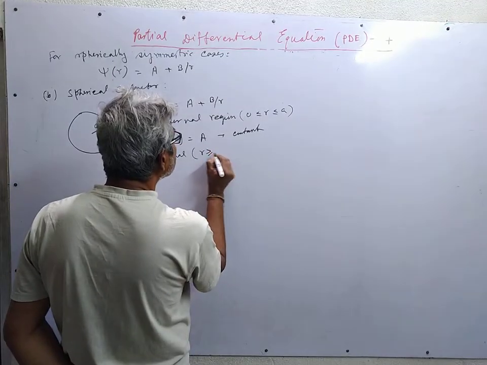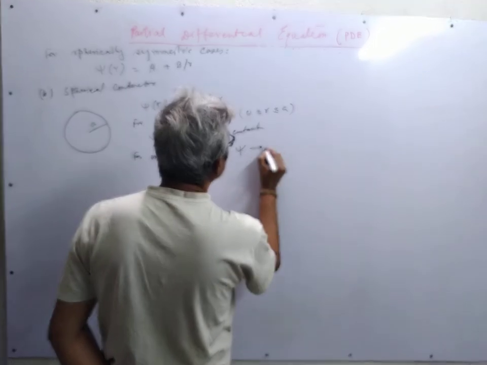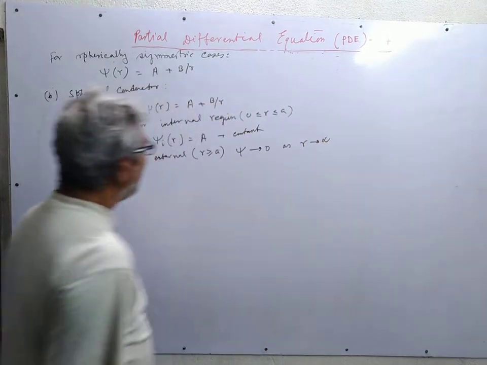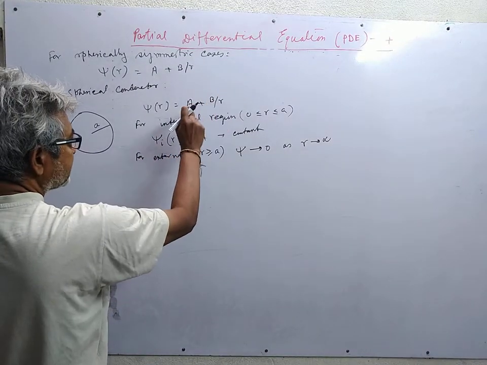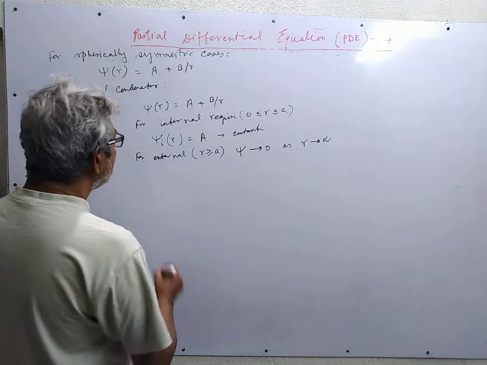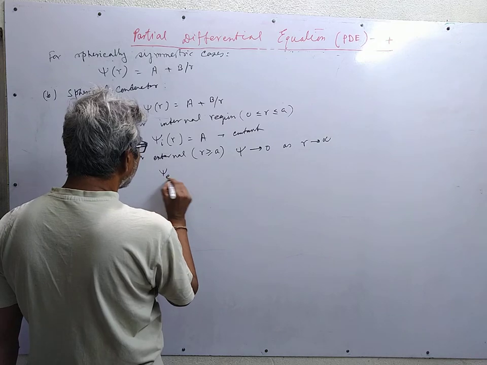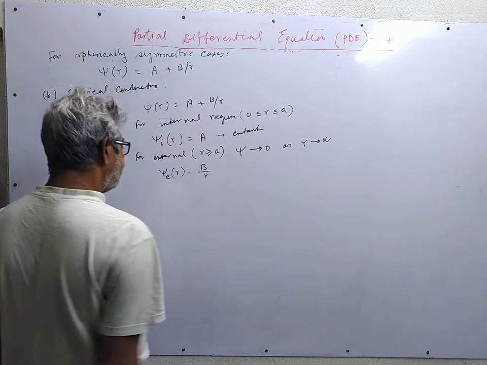For the external region, for which R is greater than or equal to A, phi must go to 0 as R tends to infinity. As R tends to infinity, this term dies off, but this term persists. So we conclude that A is 0 for the external region, and for the external region potential is B by R.